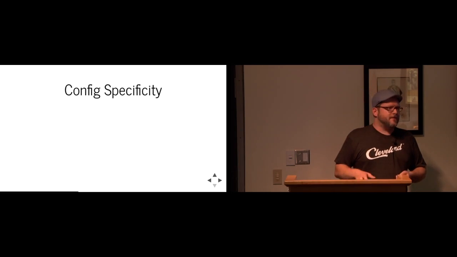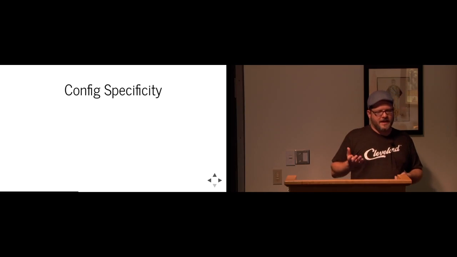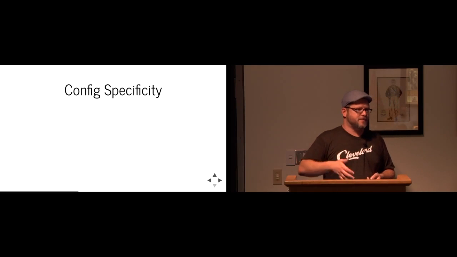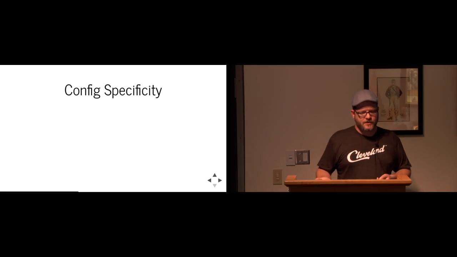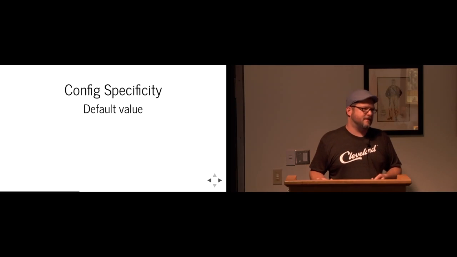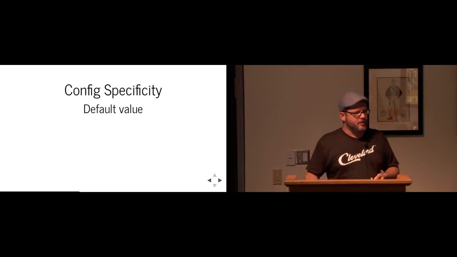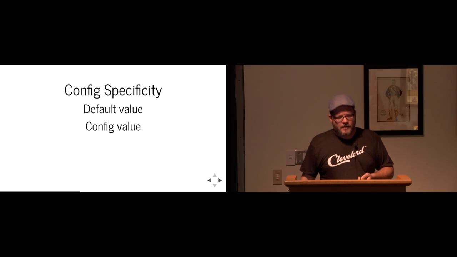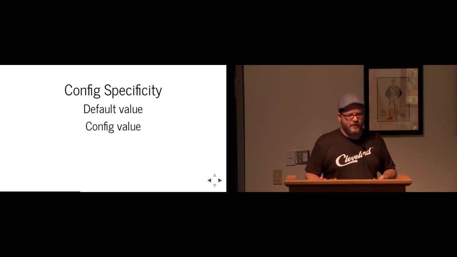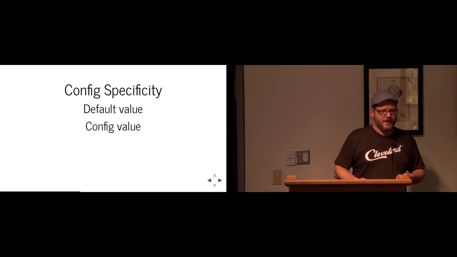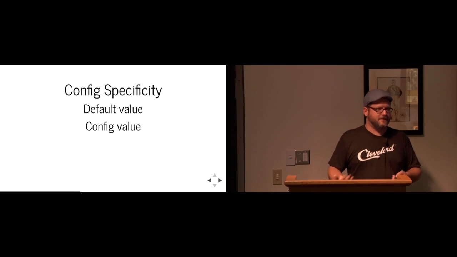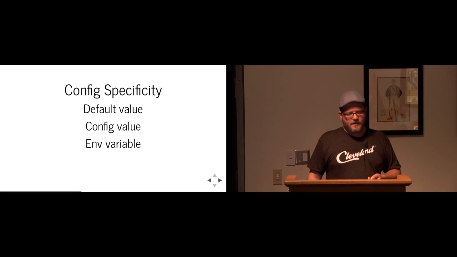So with configuration, you want to have this kind of cascade of less specific to more specific. You should start with a sane default if you can for any of your options. So if you just run the program and you haven't configured anything, it just does something that you'd expect. But then if you want to have configurable values, you can store that in a config file. So you'd read the config file, and if that exists, you'd use that.